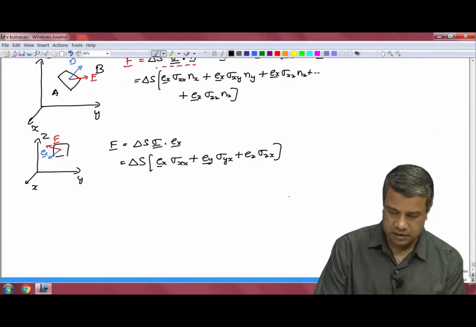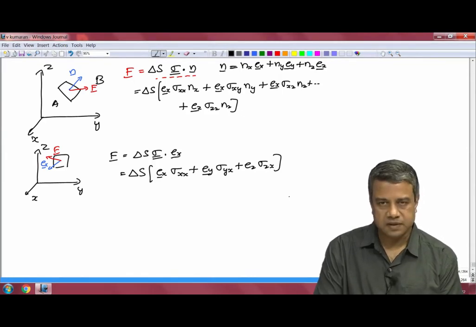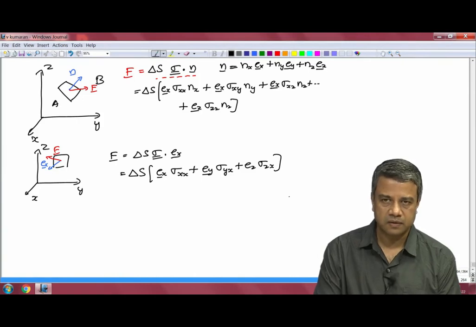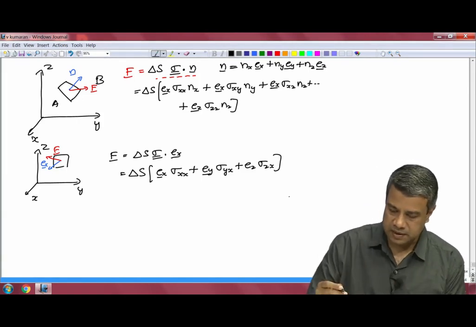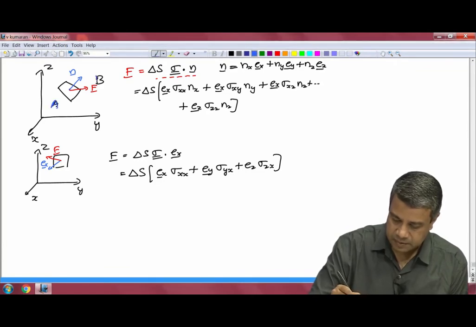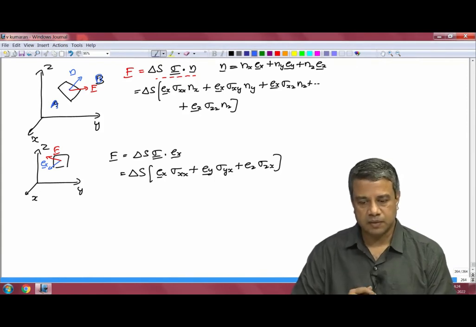Also, the point to note is that this F is the force exerted by the volume B on the volume A, that is, the force exerted on the volume whose outward unit normal is in the x direction. In this case, A is below and B is above the surface. So, this is a force exerted on the volume A by the volume B.